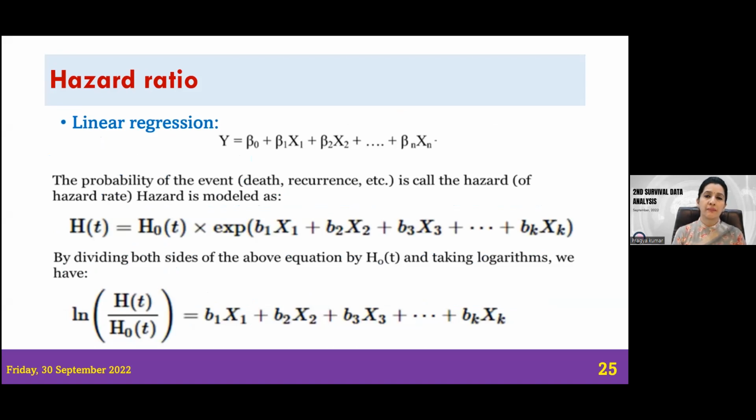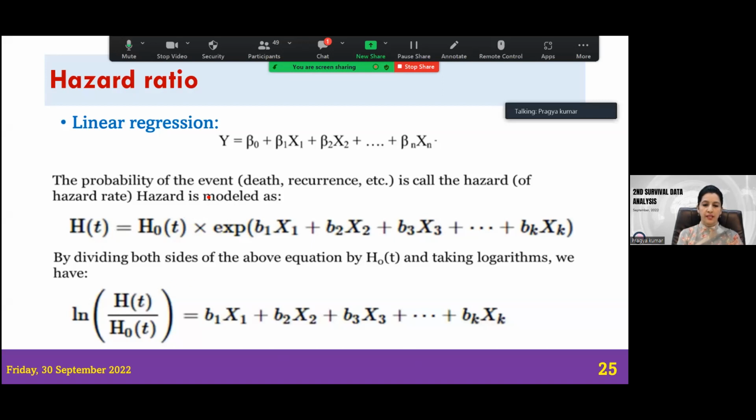So coming to a little bit of mathematics. In linear regression, remember we explained the dependent variable as beta 0, which is a constant, plus beta 1 x1, beta 2 x2, and beta n xn. This is the formula for linear regression. In this case, instead of this plus, it is multiplication. So if you see the modeling, the probability of an event, called the hazard or hazard rate, is modeled as h(t) equal to h0 at time t multiplied by the exponent.